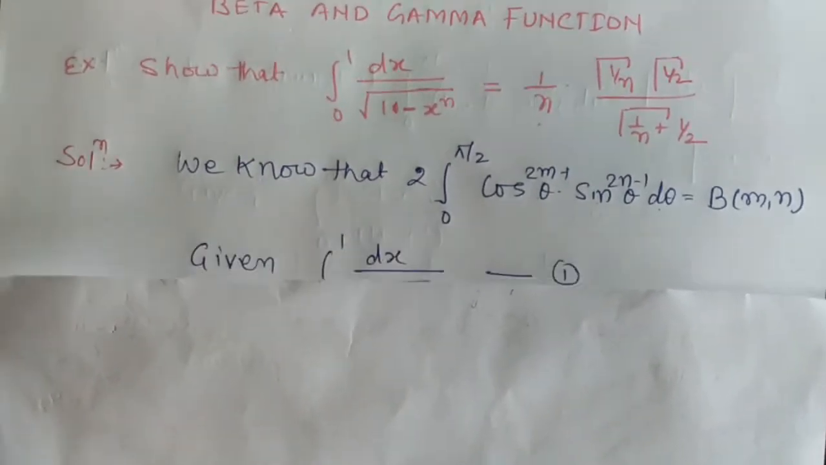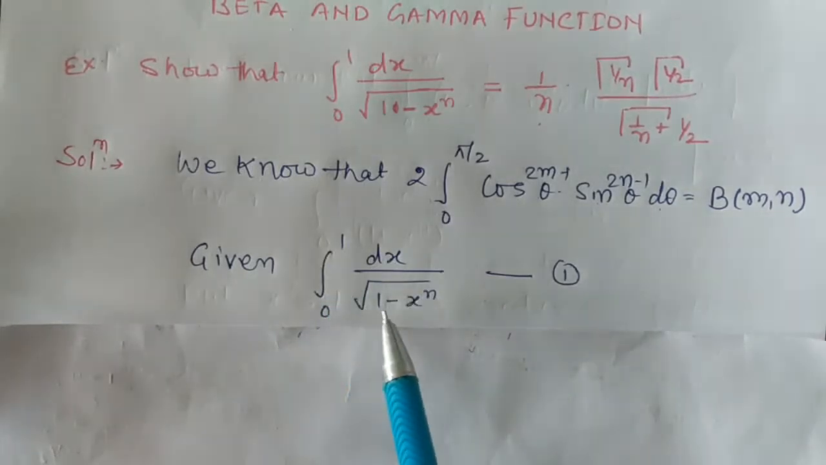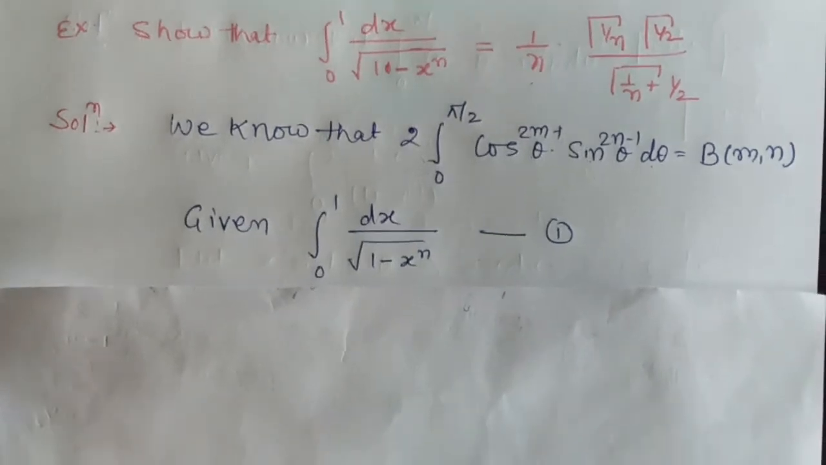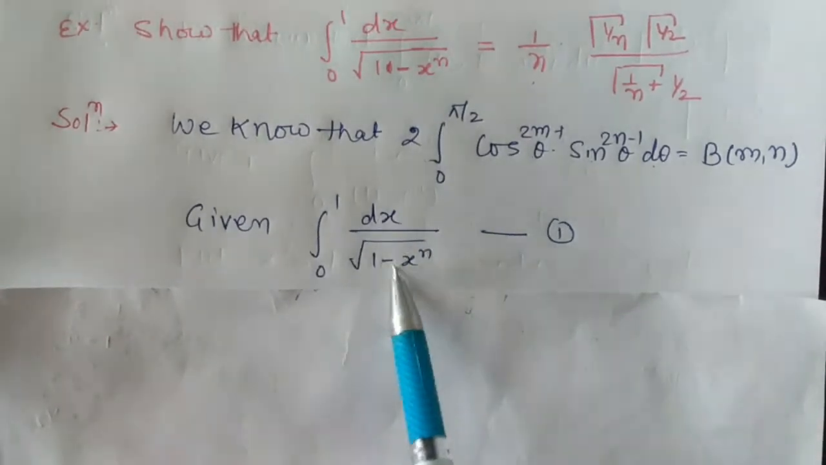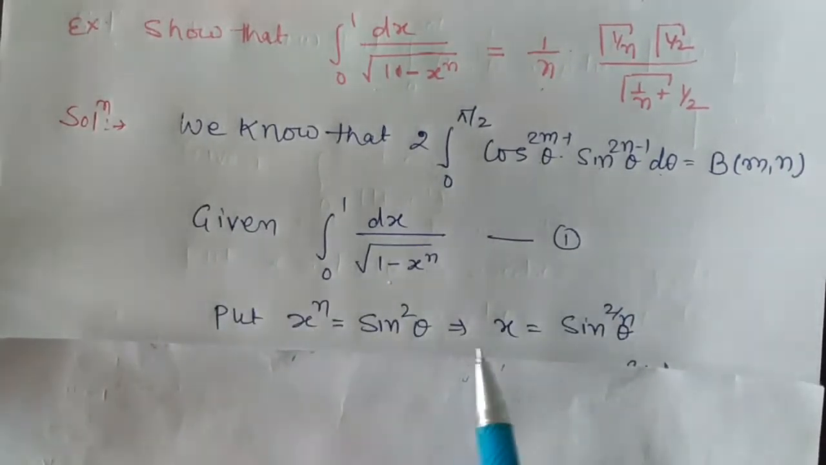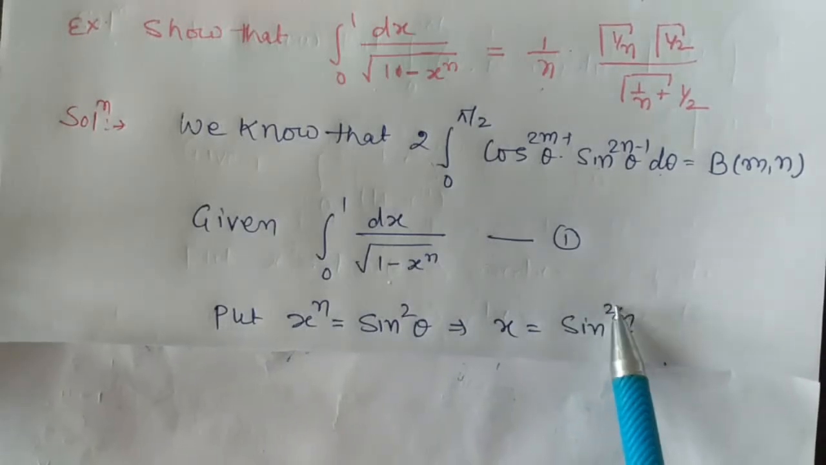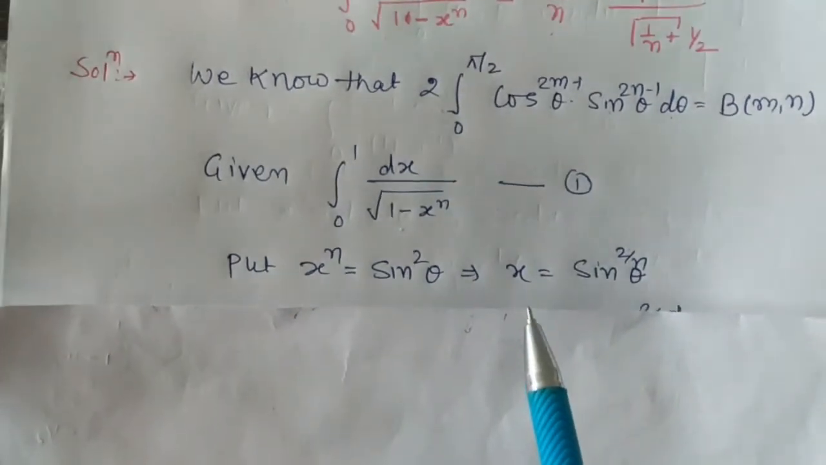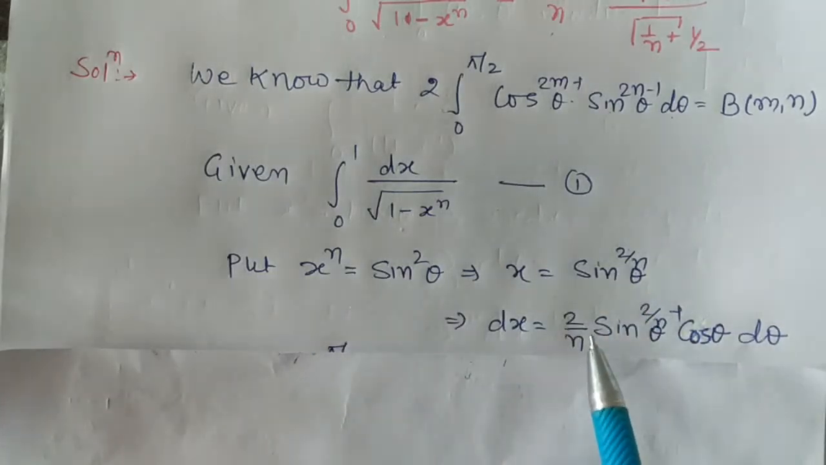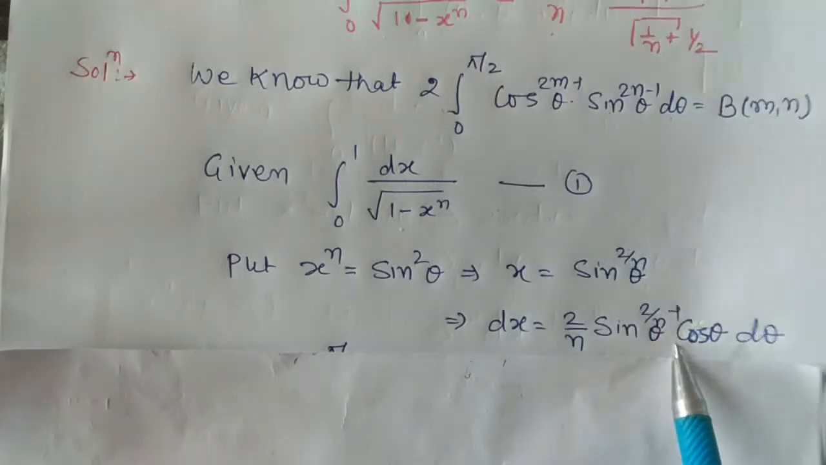Now the given integral is 0 to 1 dx upon square root of 1 minus x power n. Now we use a substitution. We put x power n equal to sin square theta. Then we get the value of x as sin theta power 2 by n. Now differentiate this, we get dx equal to 2 by n into sin theta power 2 by n minus 1 into cos theta d theta.